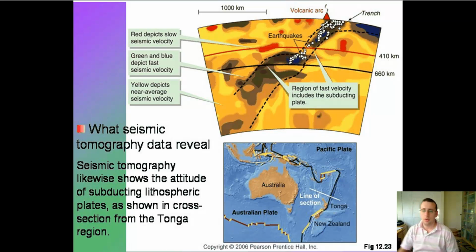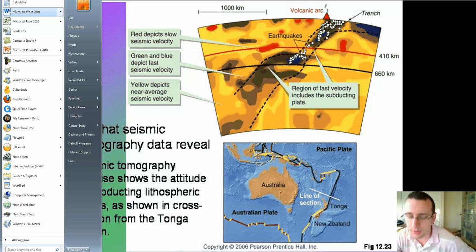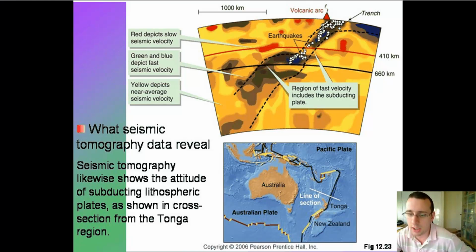All right? And so you can use earthquakes to determine plate boundaries, hotspots, and rifts. You can use it for evidence of volcanism, and you can also use it as evidence for subduction. And in addition to also using it to determine the layers of the earth that we talked about.